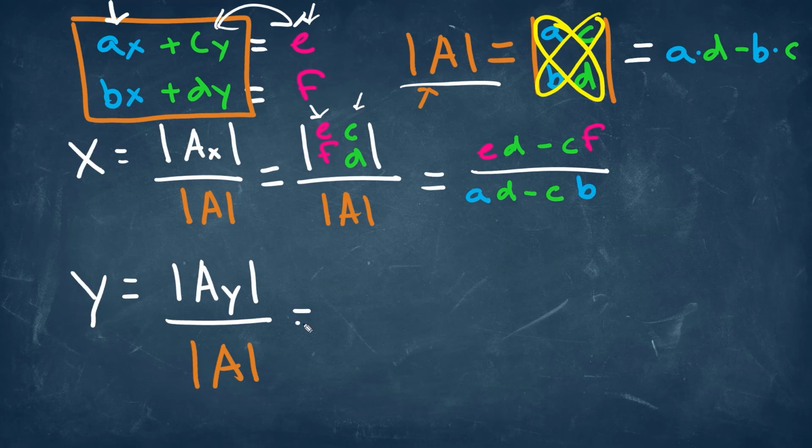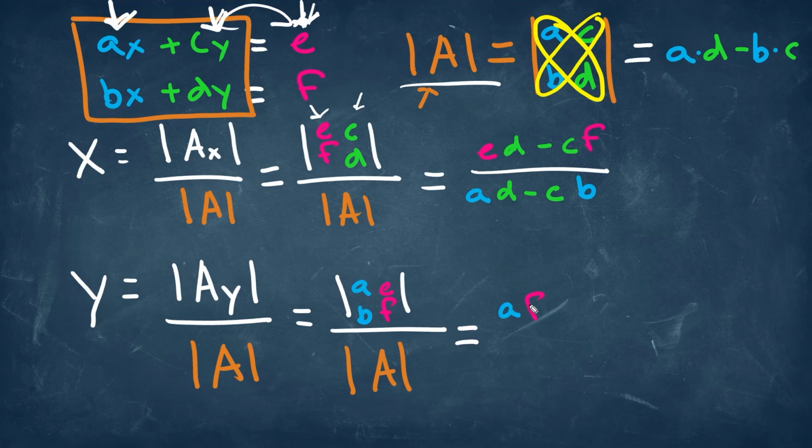For A of y, this determinant is going to be equal to a, c and e, f. You'll notice for this one, it does not include the column of y, and it keeps the columns in order of x and of our numerical values. And again, we're going to divide by our determinant. We can simplify this to AF minus EC all over AD minus CB. When you simplify these, you'll get a single value for x and for y.